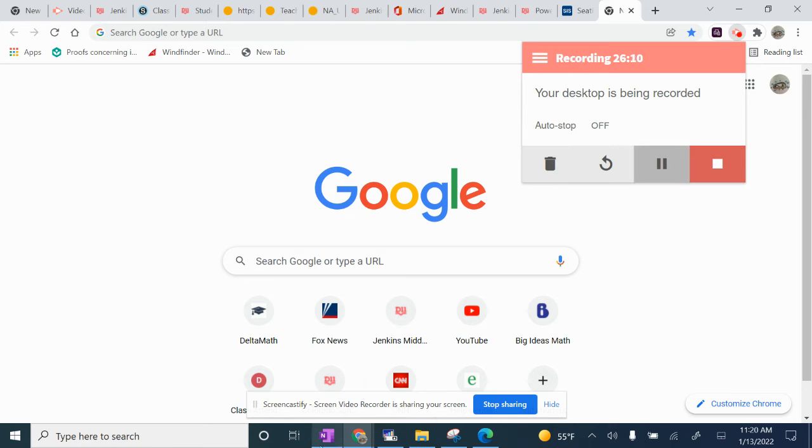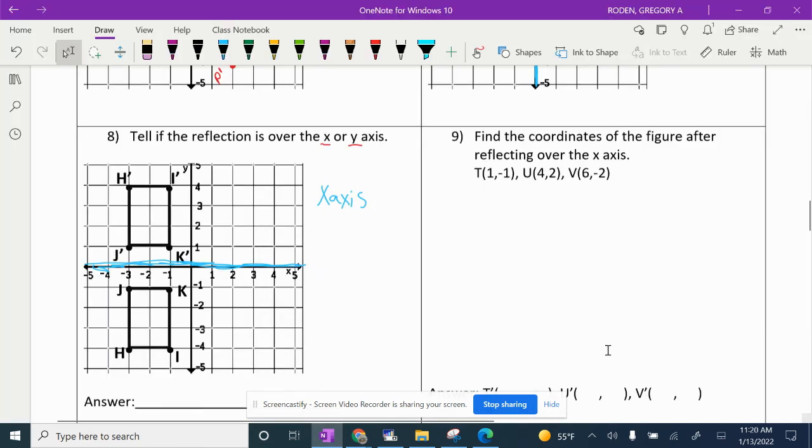Okay. So what we did on this one, let me read the question here. It says, find the coordinates of the figure after reflecting over the x-axis. Now, on this one, ladies and gentlemen, the problem here is we don't have a graph to visually see it. So now we're going to have to use our rules. Now, I just called on one of my students when I paused it, and my student said the rule is keep sign on x value.